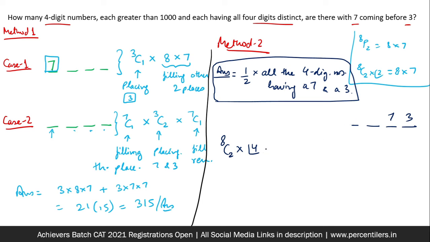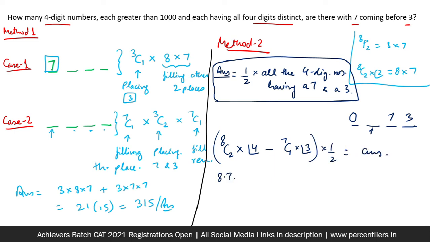Therefore, I'm going to subtract those cases over here. So out of these, I'm going to subtract the cases in which 0 is in the first place. Okay, so how many such numbers are there? 7C1 to fill out this place and 3 factorial. And as we have already discussed, half of this is going to be my answer.